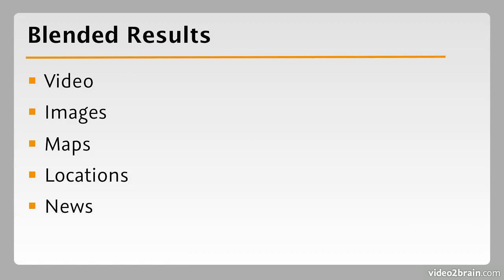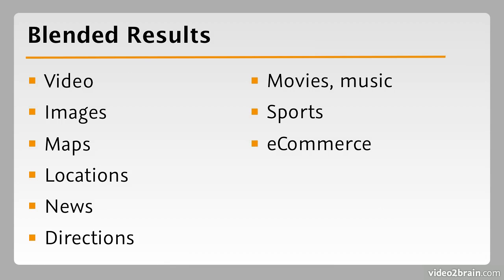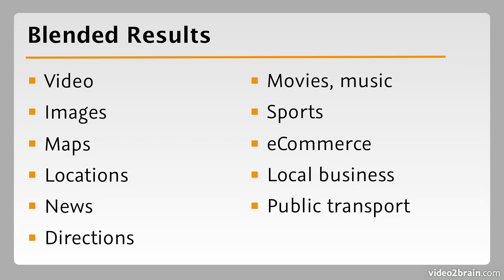So blended results, they can be video, they can be images, maps, locations, news, directions, movies, sports, e-commerce. Local businesses can take advantage of this, public transport, travel. It's invaluable. Blended search is the search engines trying to predict what it is you want, when you want it, and enabling the search engine results page not to be a list of things to go find the answer, but the search engines are trying to make the search engine results page the source for your answer.